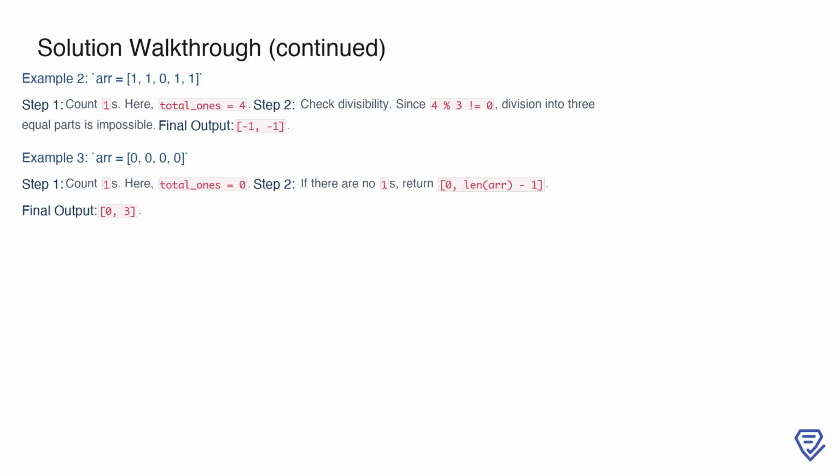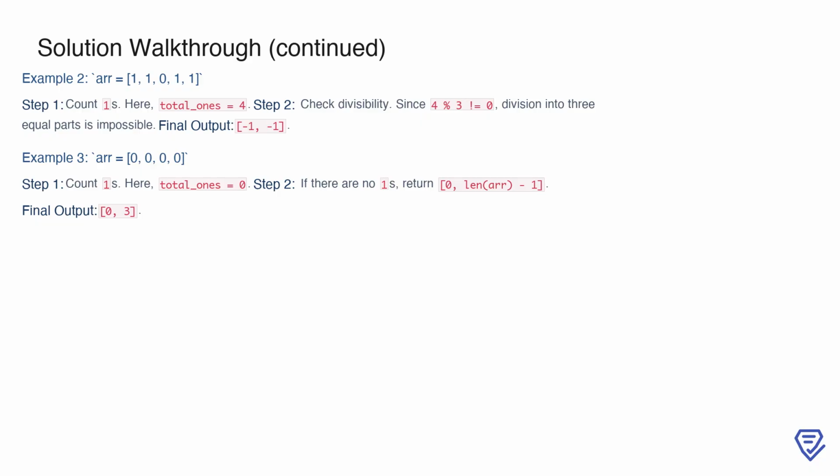Now, let's look at the next example, where the array is 1, 1, 0, 1, 1. First, we count the total number of 1s, which is total_ones equals 4. Since 4 is not divisible by 3, it is impossible to divide the array into 3 equal parts with the same number of 1s. Therefore, the result here is [-1, -1].